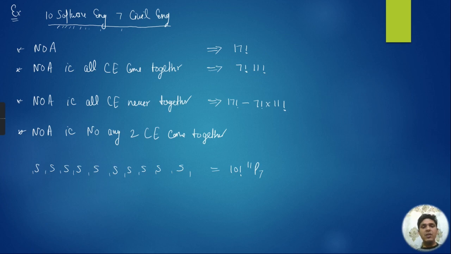Students, always remember one thing: the number of places left in a linear arrangement will always be one more than the number of objects, right? We are given 10 software engineers, so the number of places left is 11, 11P7, right? For solving this question, we can write factorial 10 multiplied by factorial 11 divided by factorial of 11 minus 7, that is 4 factorial. So you can write the answer in this format or this format also, right? So students, I hope the question is clear.